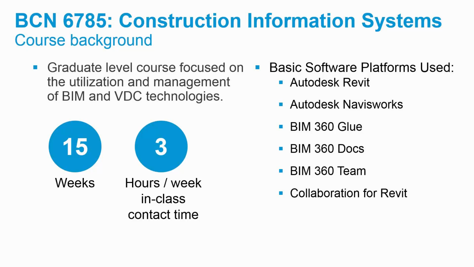So the course that we use is called Construction Information Systems. It's a 15-week course, so one semester, 15 weeks on average, depending on how the year goes and how hurricane season treats us. And then we have each week about 3 hours of class time, and we do that consecutively. So it's one 3-hour block per week, as opposed to smaller 1-hour chunks, which allows us to get a little bit more in depth with the students and do a lot more hands-on activity. We use the basic Autodesk platforms that you see there, as well as the BIM 360 platforms that we've integrated in the past year or so.